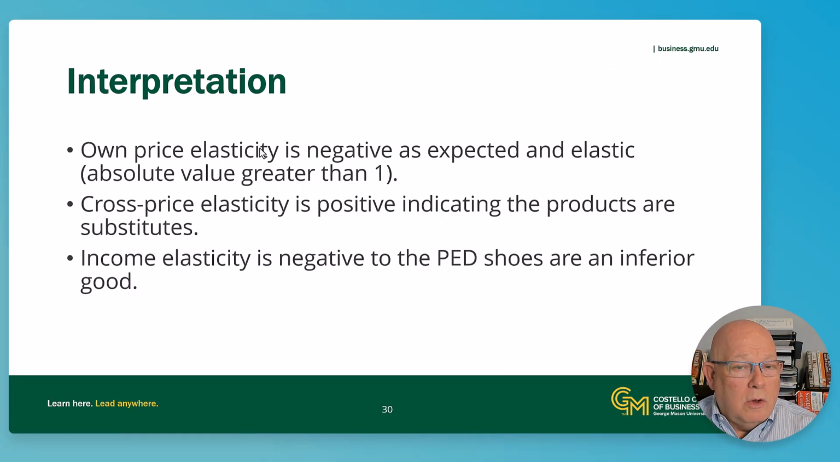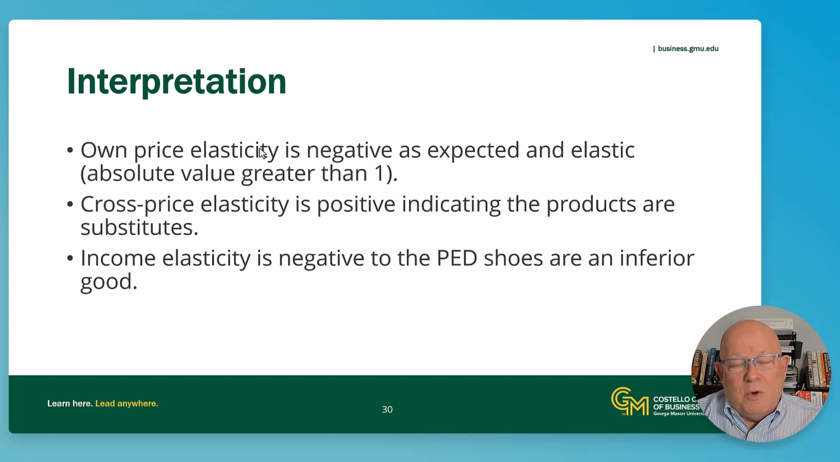So again, those are the conclusions. Own price elasticity is negative, which is expected. Absolute value is greater than 1, so very elastic. The cross elasticity is positive, so these products are substitutes. And the income elasticity is negative.